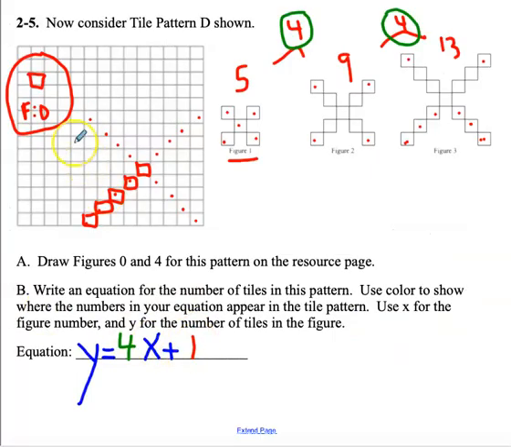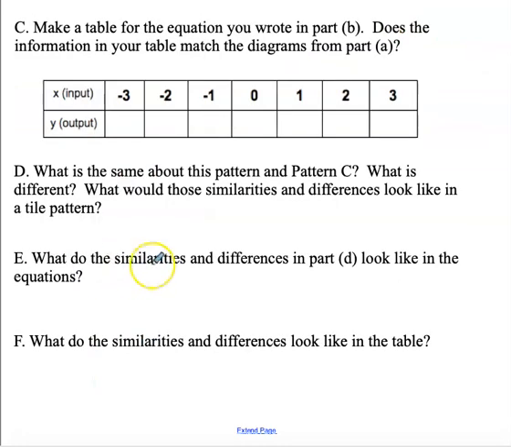So the 1 is located right here. It's your F0. So now let's take it a little bit further. C says make a table for the equation you wrote in part B. So again, this is where a little knowledge will really come in handy.